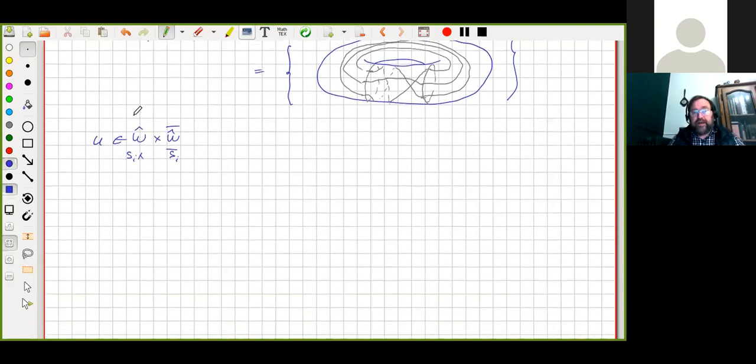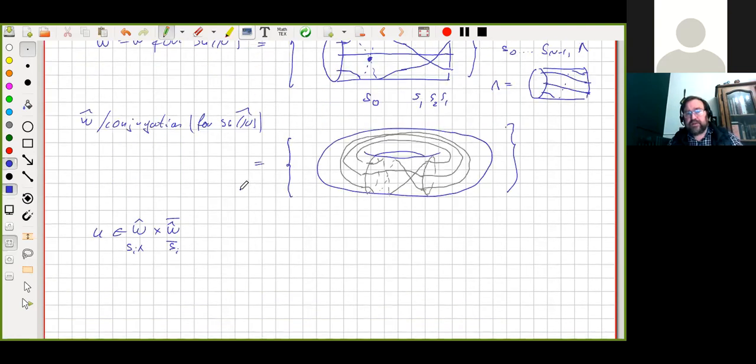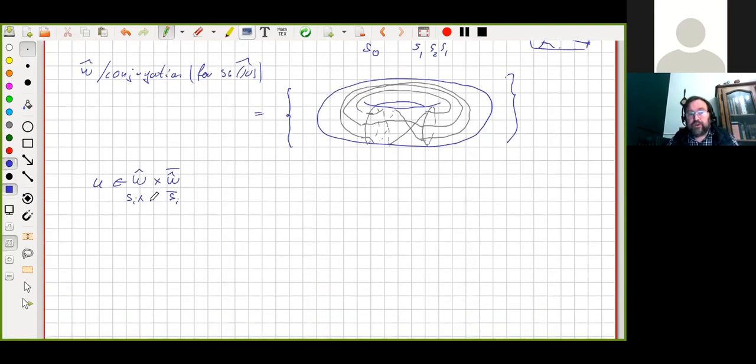Suppose you have an element which is a word in Si. There are some details which I want to avoid actually, but maybe I should mention the following statement. Suppose we have two elements, U1 and U2.